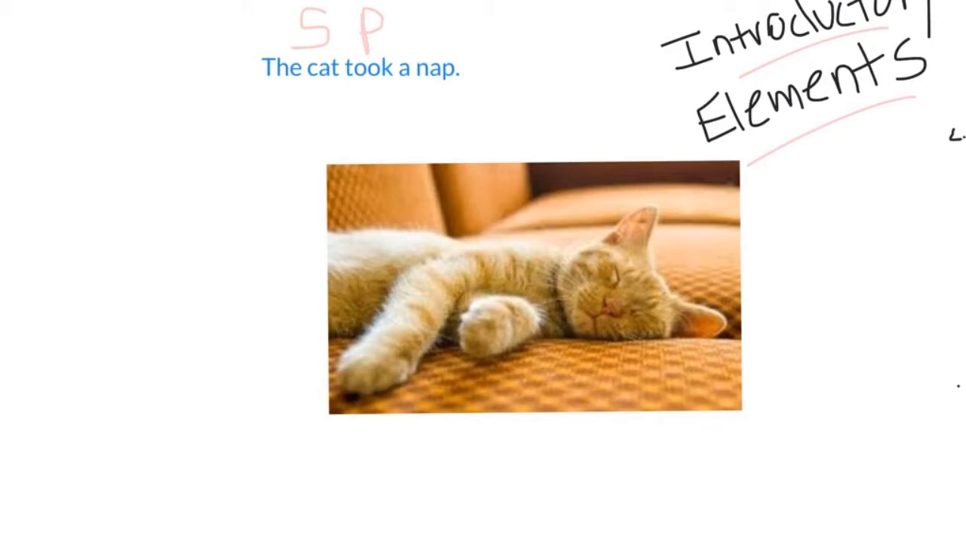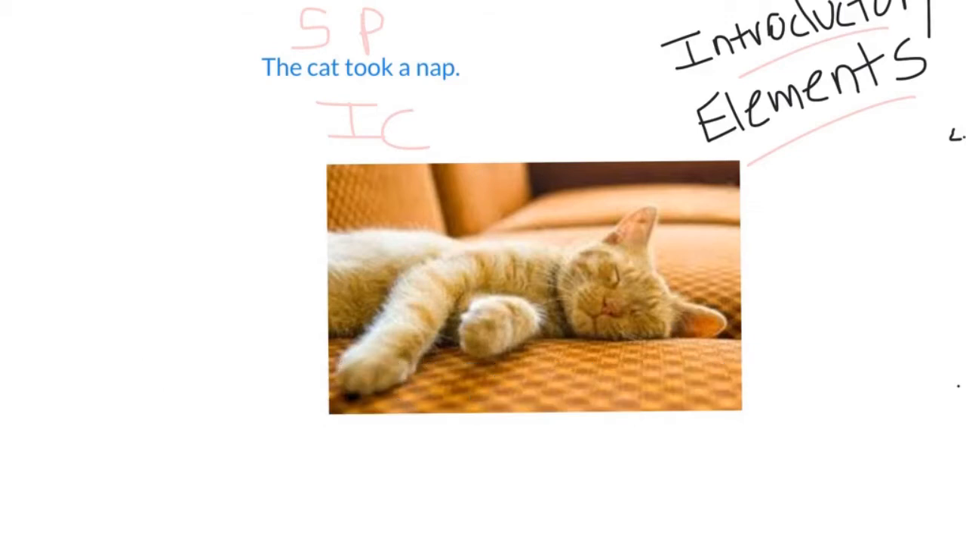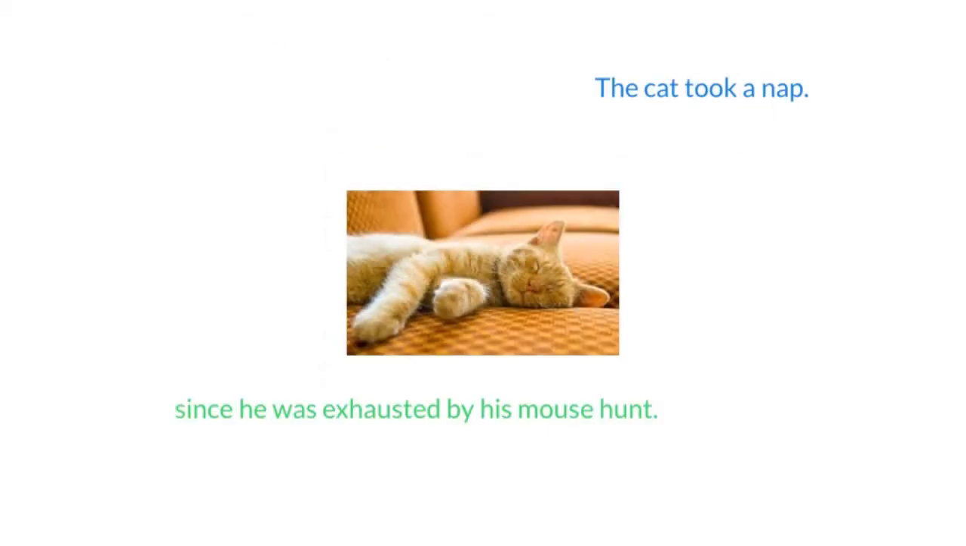So this is also an independent clause. It's a simple sentence. It has a subject and a predicate. It's a complete idea on its own. But I know that I can take an independent clause and I can add elements to the sentence. For example, I could add to my independent clause, the cat took a nap, the dependent clause, since he was exhausted by his mouse hunt. So here I'm using the subordinate conjunction since. This is going to join my dependent clause to my independent clause.